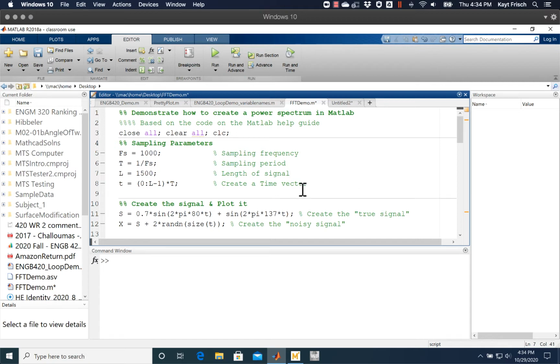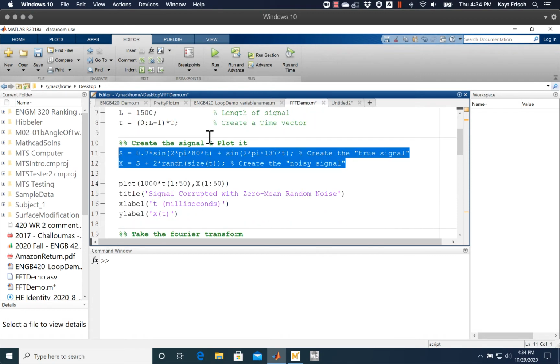At the beginning of the code, I've set my sampling parameters. So this particular signal is being sampled at 1,000 frames per second, or 1,000 hertz. And then I've created a period, a length, and a time vector for my signal. Then I've gone ahead and generated a random signal.